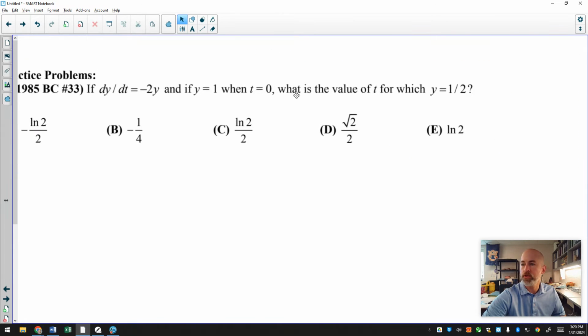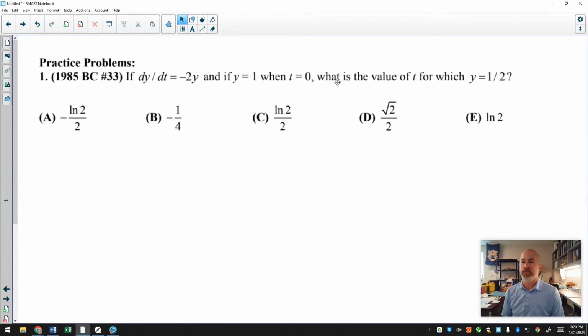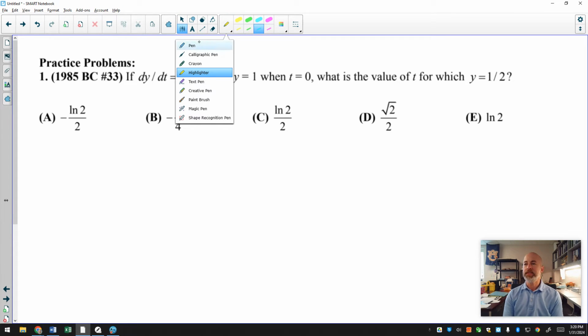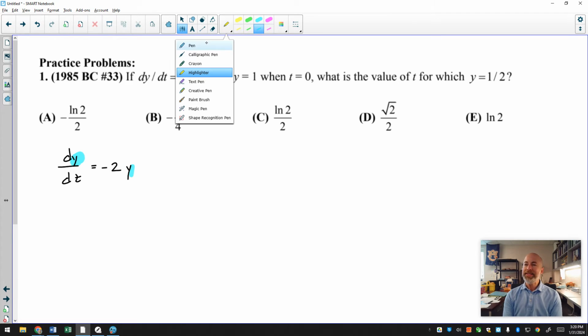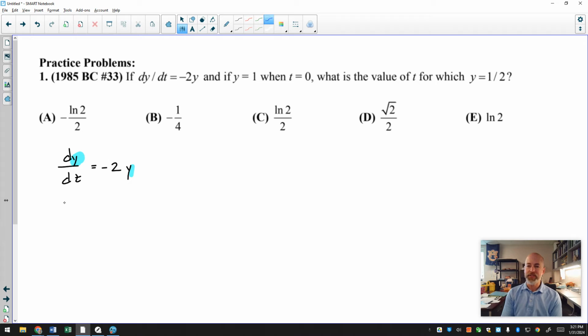I have two multiple choice questions and then two free response questions. The first one from 1985: dy/dt is negative 2y. So I'm going to go ahead and write that down. dy/dt is negative 2y. And I immediately recognize that it is a constant multiple times the dependent variable. So dy/dt is directly proportional to y. And in that case, I can immediately jump to the solution and skip the separation.